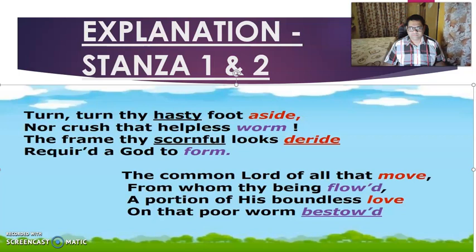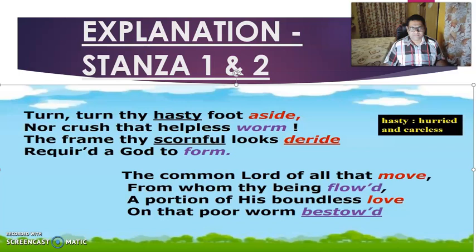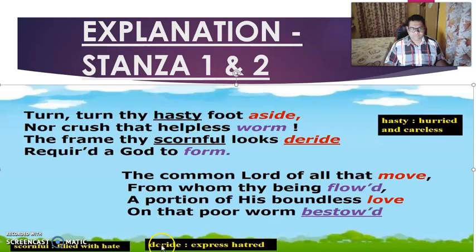Here, the poet wants to say that turn, turn thy means your hasty foot aside. Hasty means hurriedly, carelessly, you are not looking and you are keeping your foot on a worm. So, nor crush that helpless worm. The worm is helpless. He cannot fight with you. Even he can't see you. Right? So, it is a helpless worm. The frame that scornful looks deride. Scornful means filled with hate. And deride also expresses hatred.